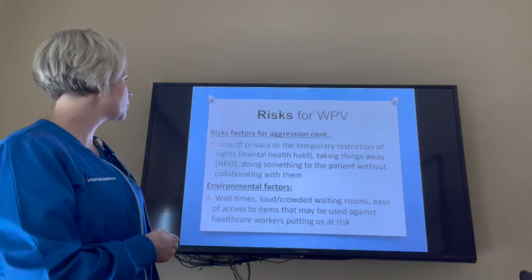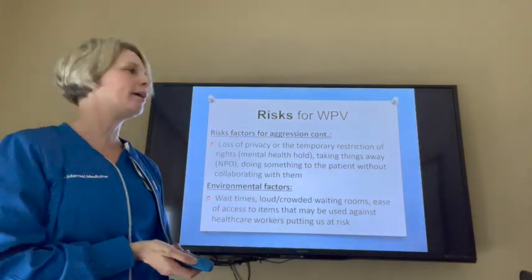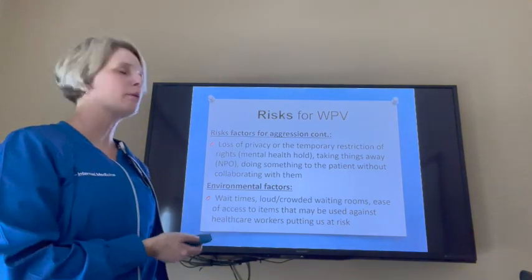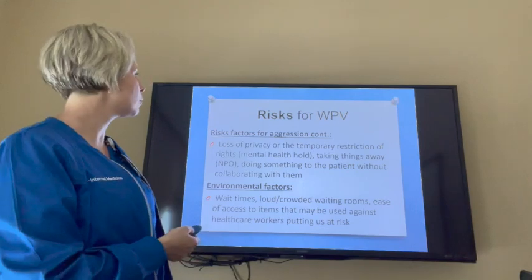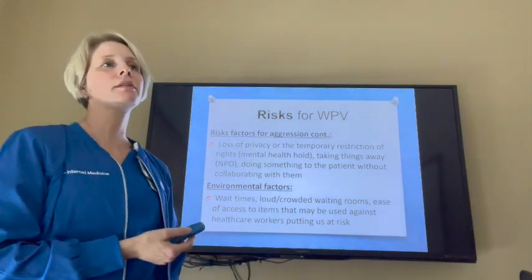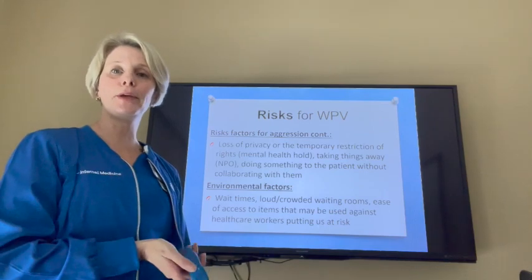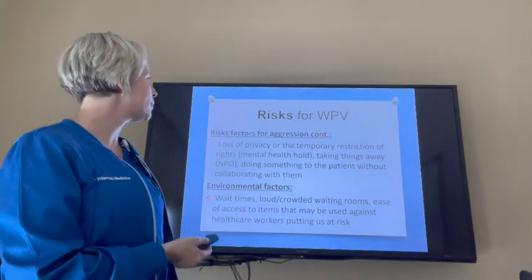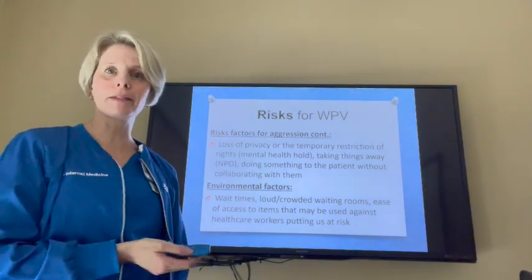Other risk factors include the loss of privacy or temporary restriction of rights. And this includes when we place patients on mental health holds. The taking away of things from our patients. So when we take food away from them, we make them NPO for tests or procedures. And then also doing something to the patient without collaborating with them, that's huge.